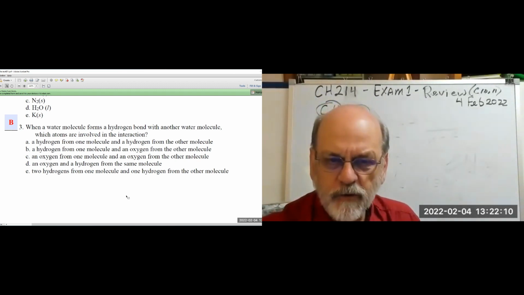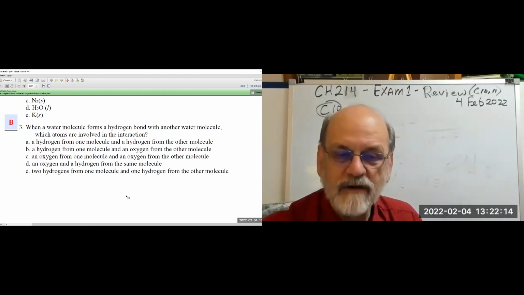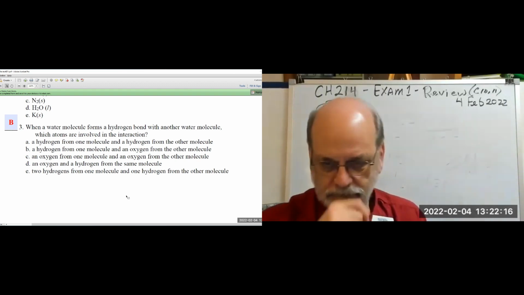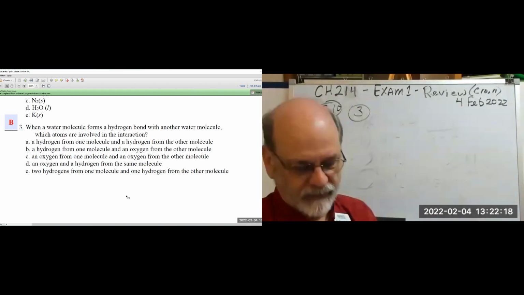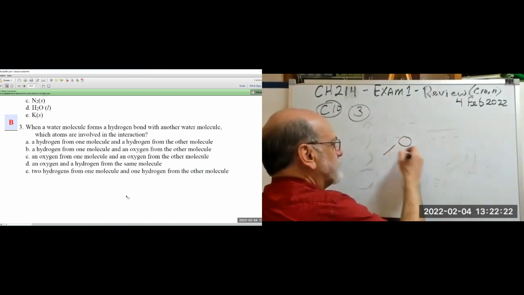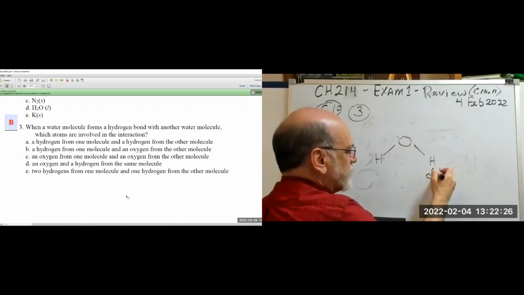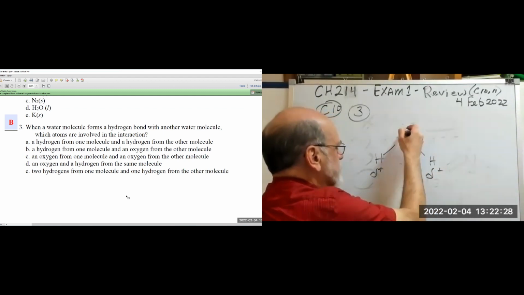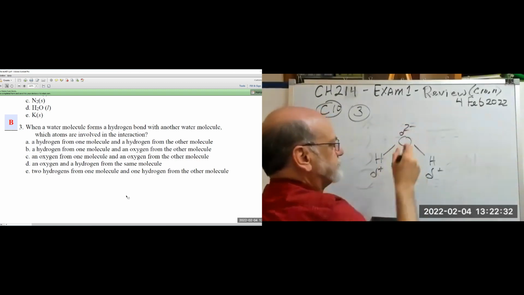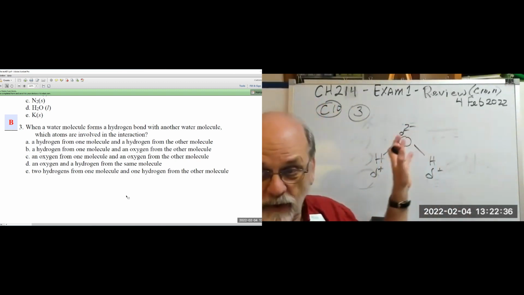When a water molecule forms a hydrogen bond with another water molecule, which atoms are involved in the interaction? Okay. Hydrogen bond, here, here, here. This is going to be slightly positive, and this will be slightly negative. Okay, so we know which direction the dipole is going.